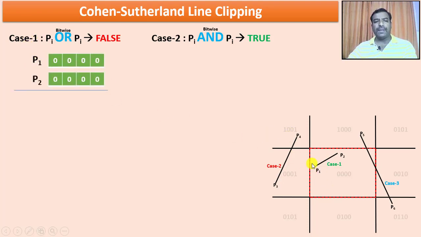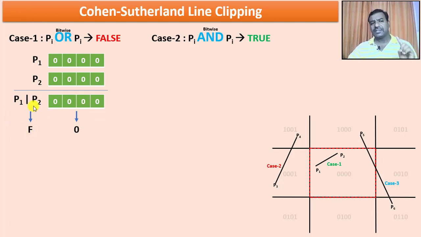So now we'll see how case 1 is going to work. I am going to take P1 and P2, and these are the region codes you already computed in the previous slide. When I perform the bitwise OR operation, 0 OR 0 is 0 for every bit, and if I convert this into a binary value, it is going to be 0, and 0 is treated as false in a programming environment. Hence the bitwise OR of P1 and P2 gives false, hence case 1 is true, and the line should be completely accepted.